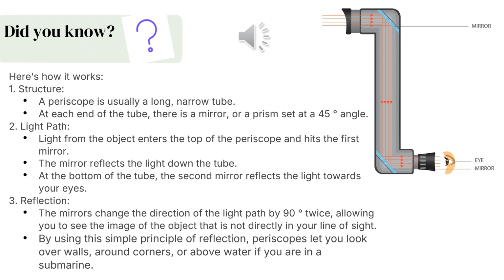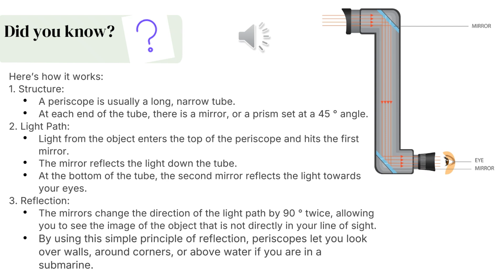Two, light path. Light from the object enters the top of the periscope and hits the first mirror. The mirror reflects the light down the tube. At the bottom of the tube, the second mirror reflects the light towards your eyes. Three, reflection. The mirrors change the direction of the light path by 90 degrees twice, allowing you to see the image of the object that is not directly in your line of sight.